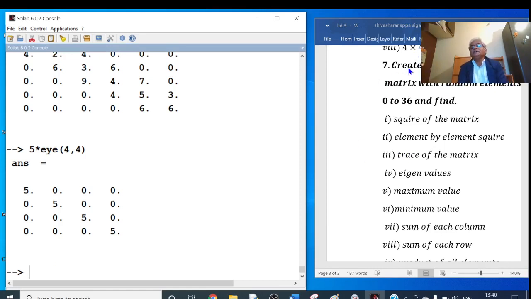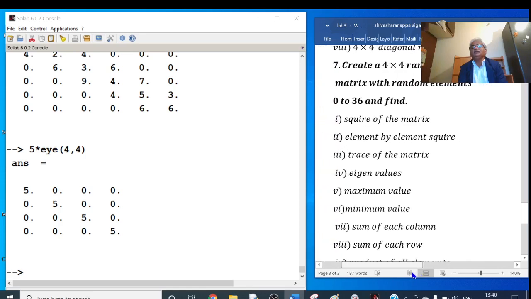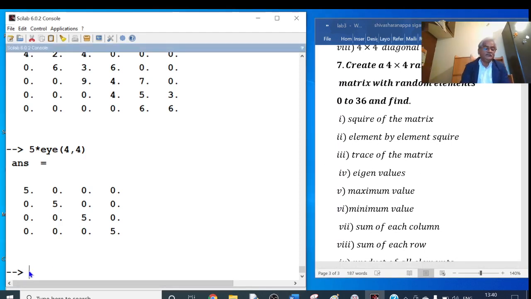And the next one is: create a 4 by 4 random matrix with random elements between 0 and 36 and find something. Okay, first I will create a random matrix. I will write A equal to matrix. If I just give rand, it creates a matrix whose elements are less than 1. Therefore, to get elements from 0 to 36, I'll write 36 star RAND open bracket 4 comma 4.